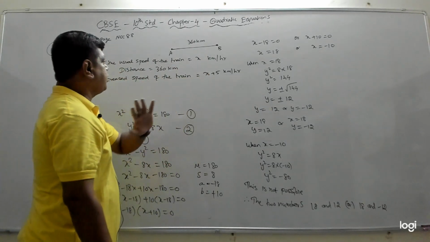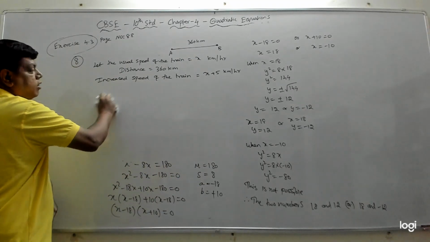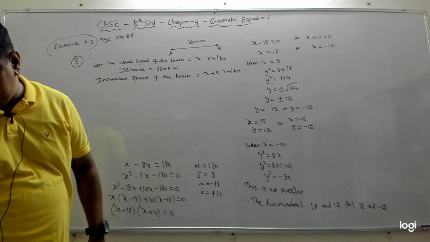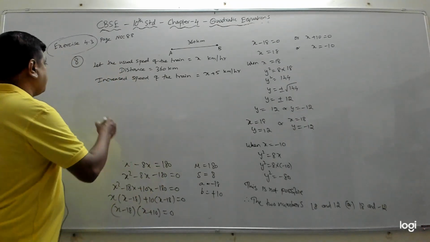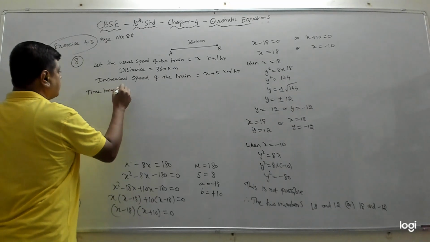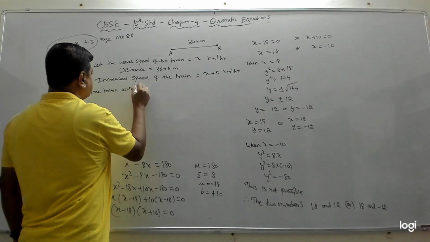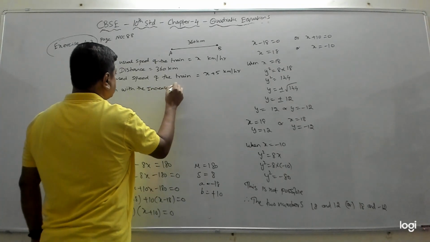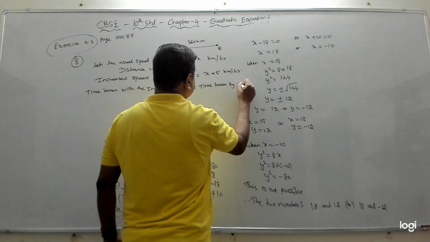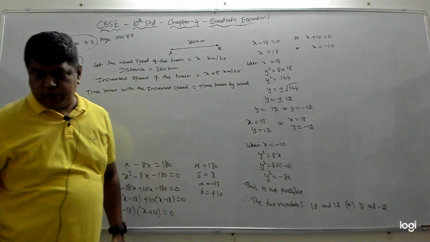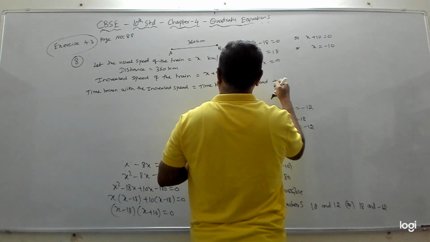Now the increased speed of the train is this. What is given is that with the increased speed, it takes 1 hour less for the same journey. That's what it says, right? It says if the speed had been 5 kilometers per hour more, it would have taken 1 hour less for the same journey. So the time taken with the increased speed will be equal to the time taken by the usual speed, minus 1.